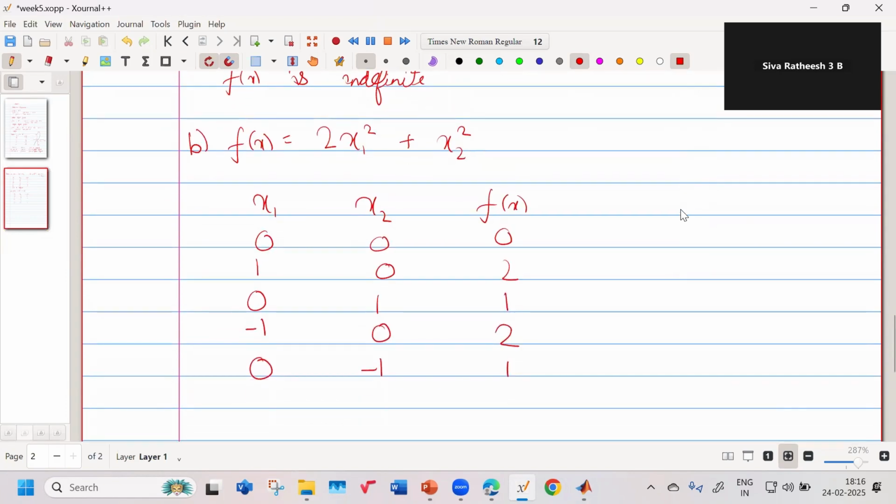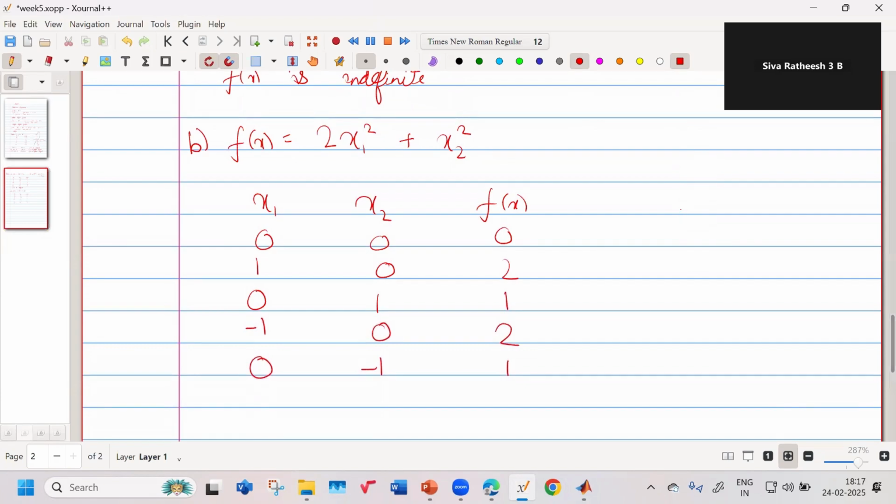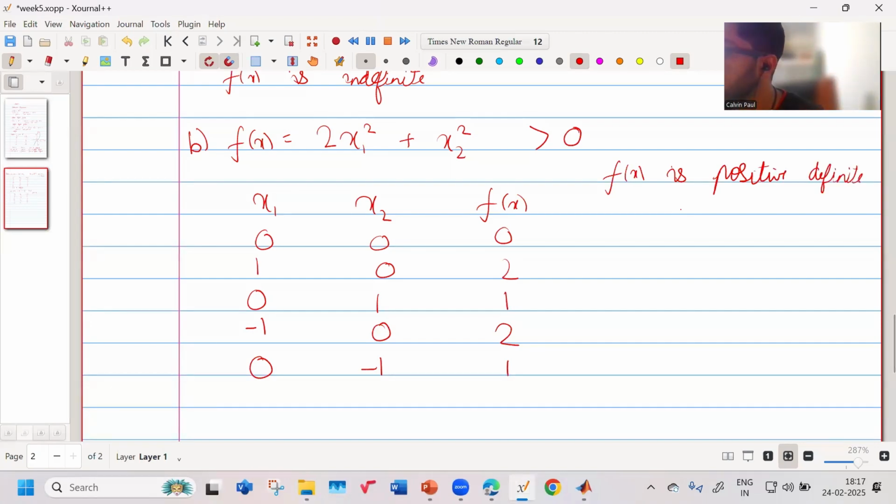So if you plot this function 2x1 square plus x2 square, even if x1 is negative and x2 is negative, their squares will always be positive, and when you add positive and positive, it is always positive. So f of x is always greater than 0. That is why we can say that f of x is positive definite. But this is for the case when x belongs to R2.